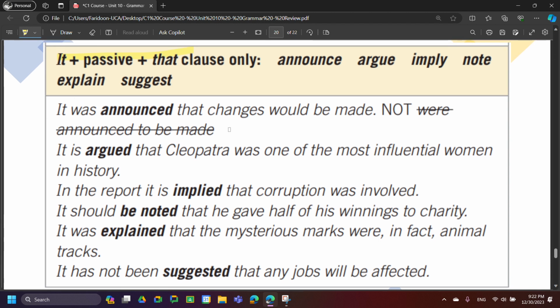It was announced that changes would be made, not changes were announced to be made. This technique doesn't really work. It's better to just say it was announced that changes would be made. So announce is that verb, argue, imply, note, explain, and suggest. All of these ones follow this little structure. And we do have another one as well.